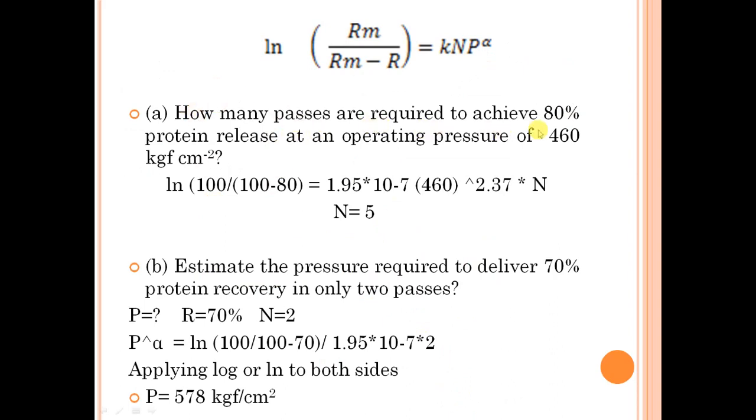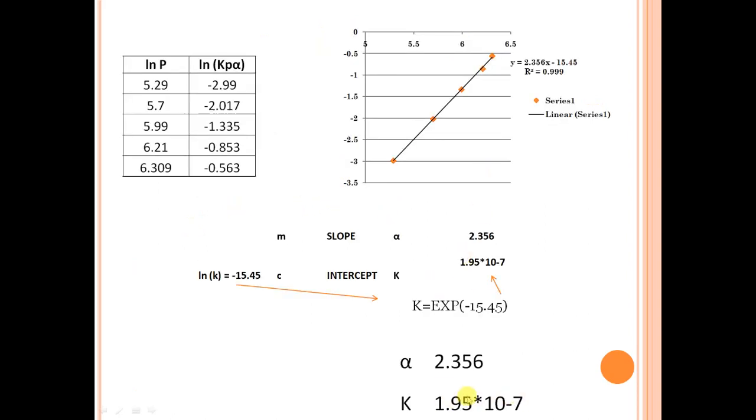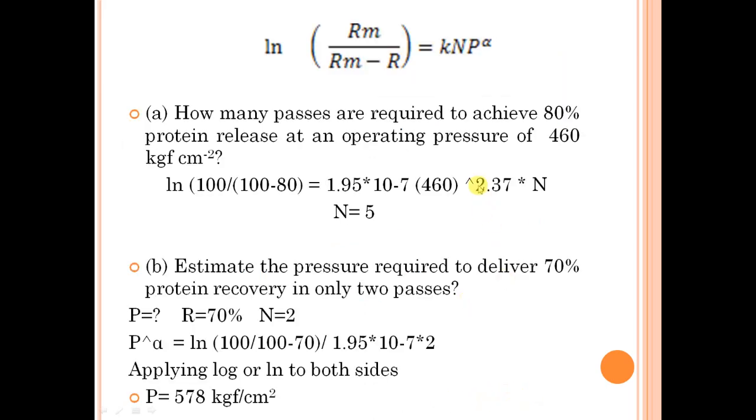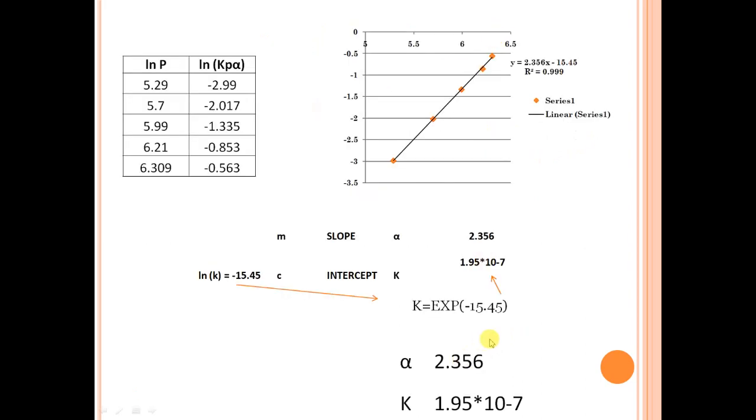How many passes are required to achieve 80% product release at an operating pressure of 460 kgf per centimeter square? It's the same equation I'm using. ln, so I told you if it is 0.8 this will be 1, but since 80% is given, I'll consider that to be 100. So 100 by 100 minus 80 is equal to the k value, which I've already found to be 1.95 into 10 raised to minus 7, into n, which we are supposed to find, into P power alpha. The P value is already given, 460, and to the power alpha, we have already found 2.356.